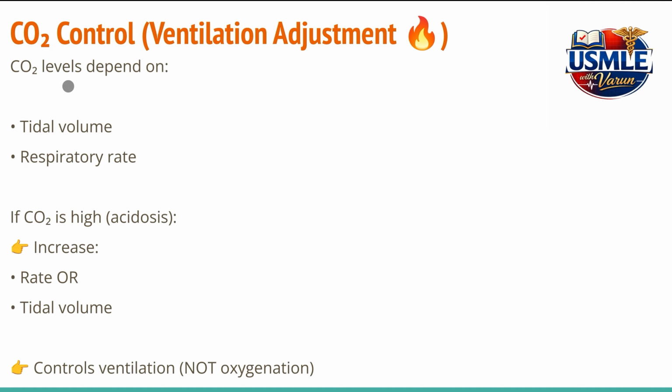Now let's try to understand how we control carbon dioxide and how we adjust ventilation according to the carbon dioxide requirements in our body. Carbon dioxide levels are determined by how much air is being moved in and out. Whenever carbon dioxide is elevated, we increase the ventilation by either increasing the rate of respiration or increasing the tidal volume, the volume for each breath. So this is an important distinction: ventilation controls carbon dioxide, while oxygenation is influenced by factors like alveolar recruitment and oxygen concentration in the inspired air.